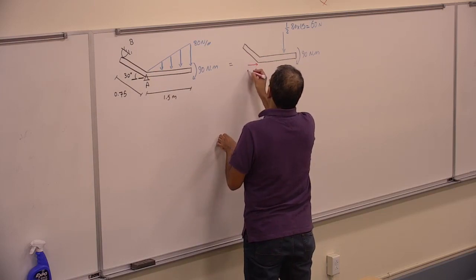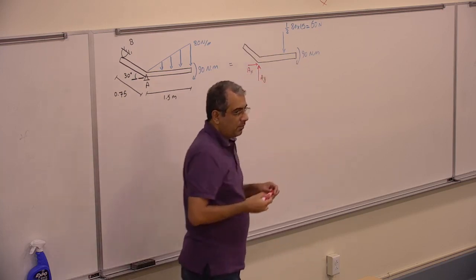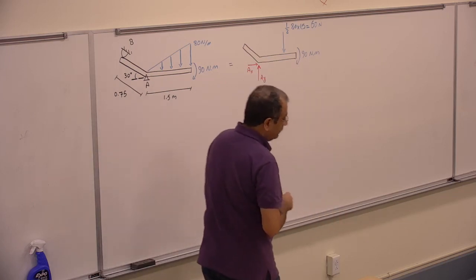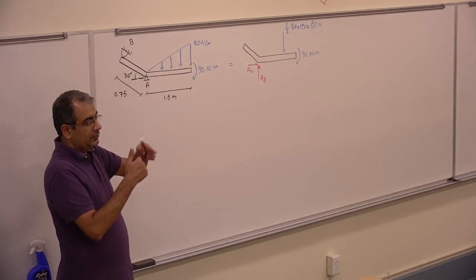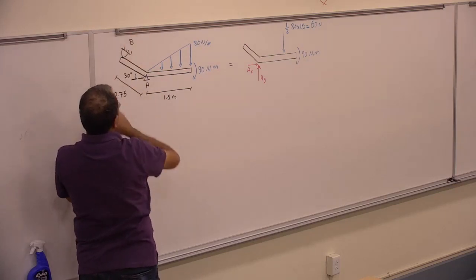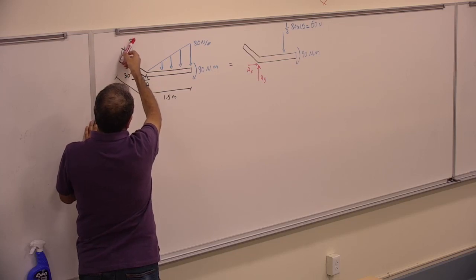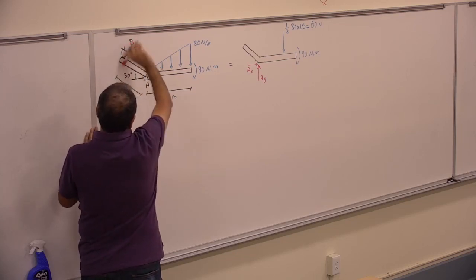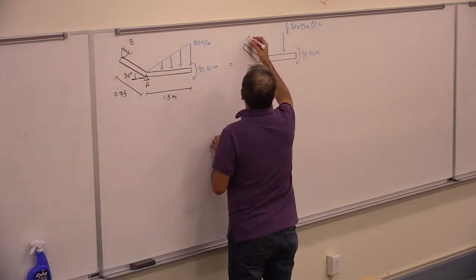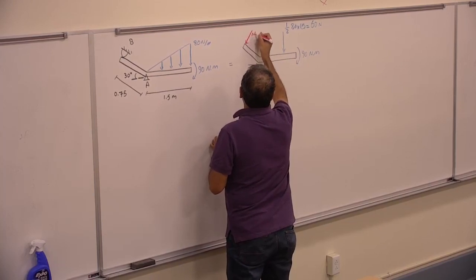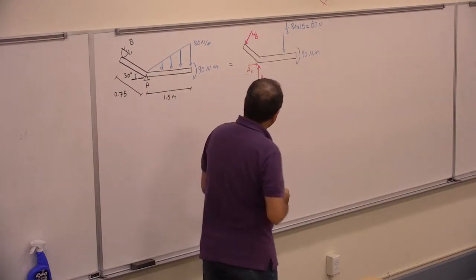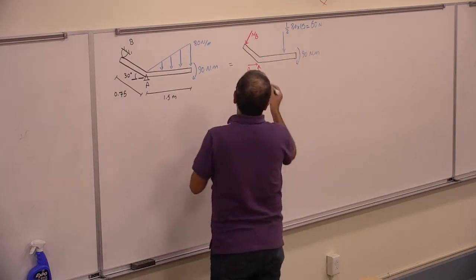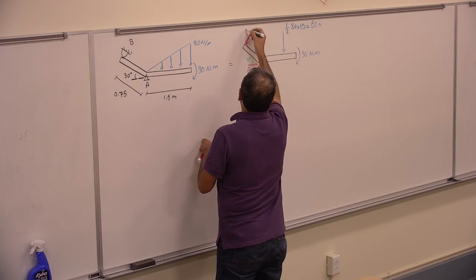Again, you can choose any direction you want. A, X, A, Y. And for the B, at the B is the smooth contact. Smooth contact only doesn't let it go perpendicular to the B. If I want to go down, it doesn't hold it. If I want to go up, it pushes it back. So it's going to be something like this at the B, holding it in place. And if this is 30 degree, then this is going to be 30 degree.